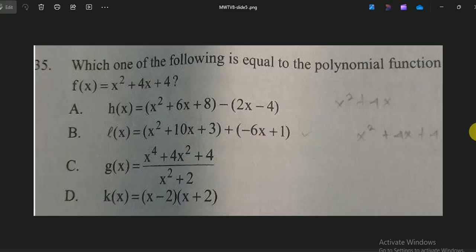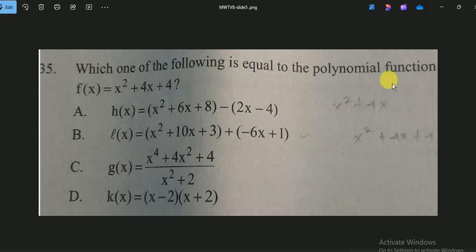Next point. Which one of the following is equal to the polynomial function f of x is equal to x squared plus 4x plus 4? Four choices are given as usual. Which of these expressions, when simplified, gives us this polynomial function, which is quadratic? In order to answer this question, we have to know how to do operations with polynomials. We have to recall these things.